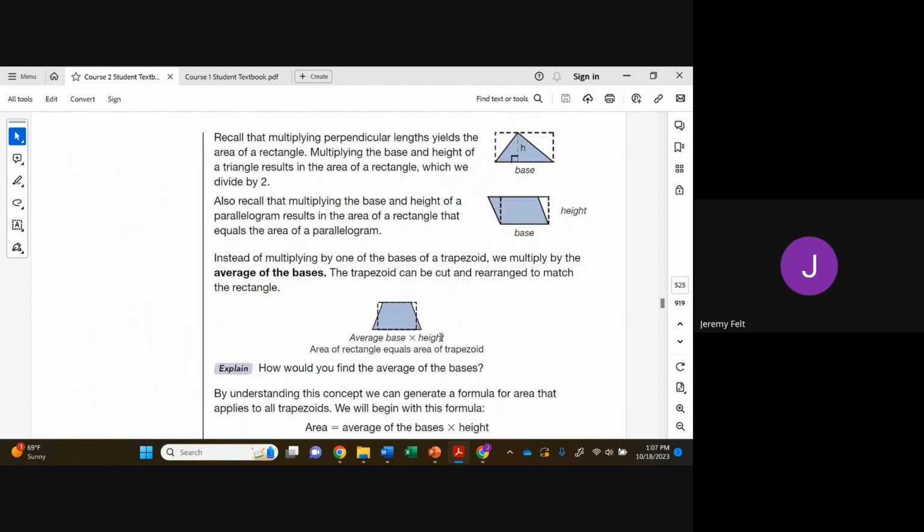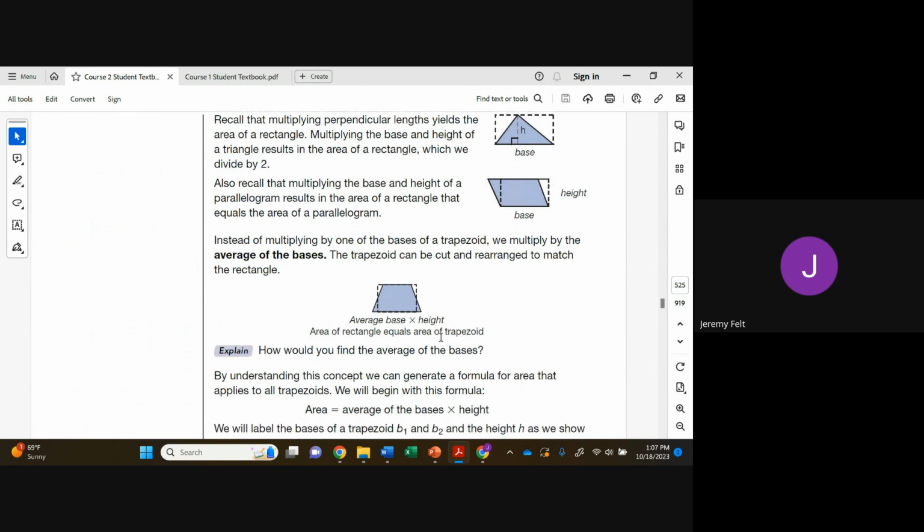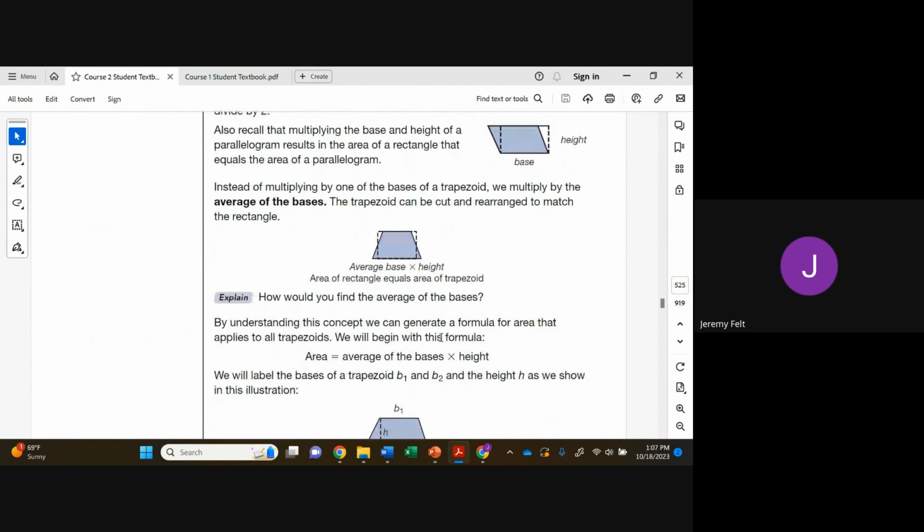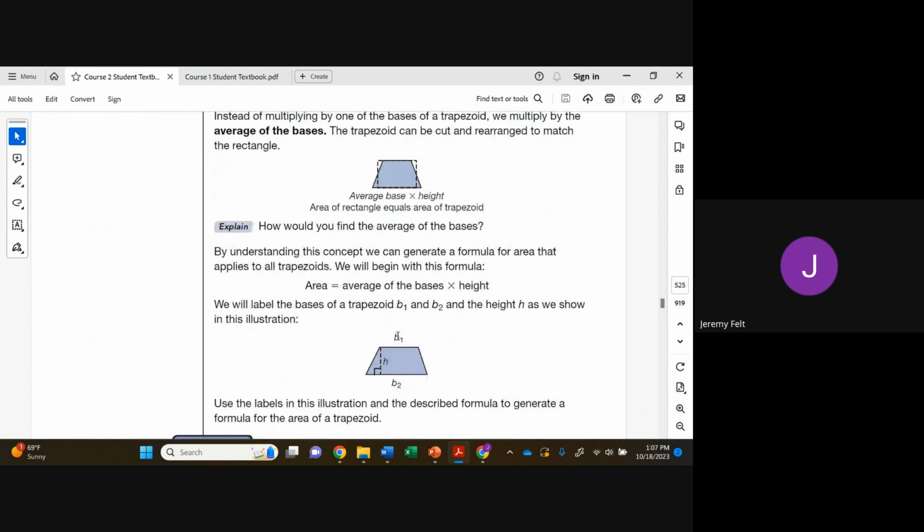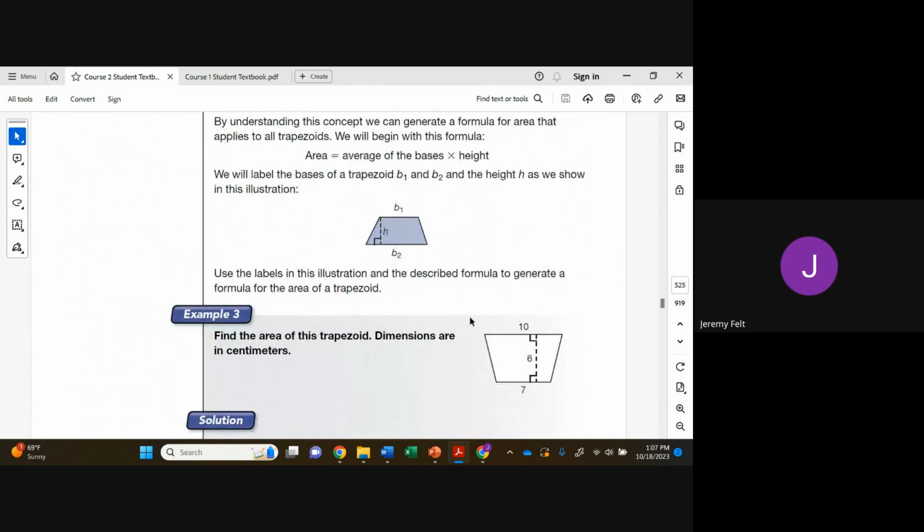So we take the average of the 2 bases. So we do base 1 plus base 2. Again, if you want to call this base 1 or base 2, it doesn't matter. We're adding them together and then dividing by 2 because we're finding the average. So base 1 plus base 2 divided by 2. Don't forget to divide by 2 because we have to find the average, and then multiply it by the height.